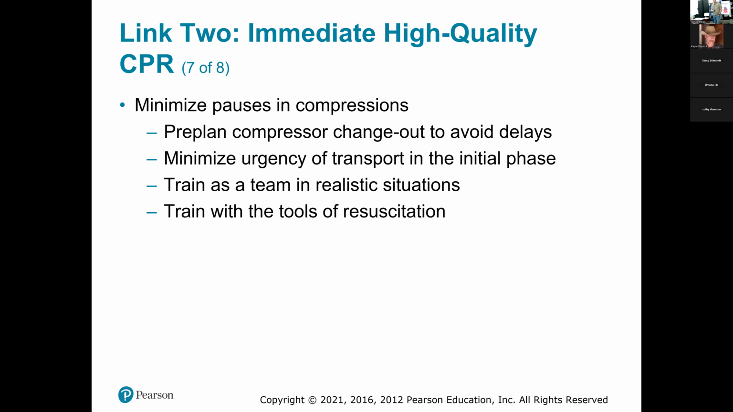I can't remember what the book said about minimizing urgency of transport in the initial phase. But I think it has to do with just working the patient for a little bit before you transport, okay? Train as a team in realistic situations. So we're supposed to do mega codes every little while.